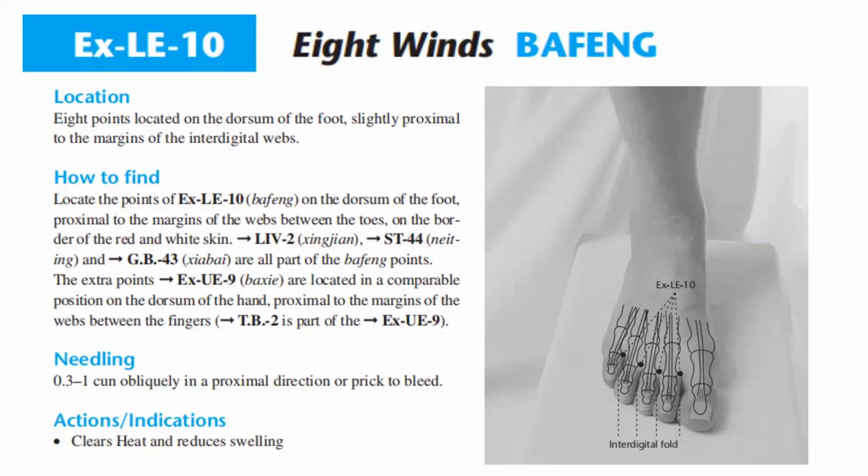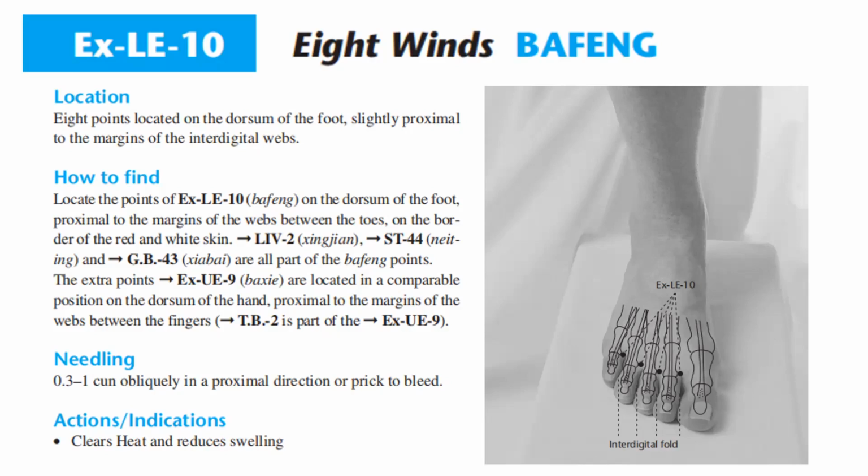How to find? Locate the point of EX-LE10, Bafeng, on the dorsum of the foot, proximal to the margins of the web between the toes, on the border of the red and white skin. Liver 2, stomach 44, and GB43 are all part of the Bafeng points. The extra points Xiaxi, Jiaxi, are located in a comparable position on the dorsum of the hand, proximal to the margins of the web between the fingers.